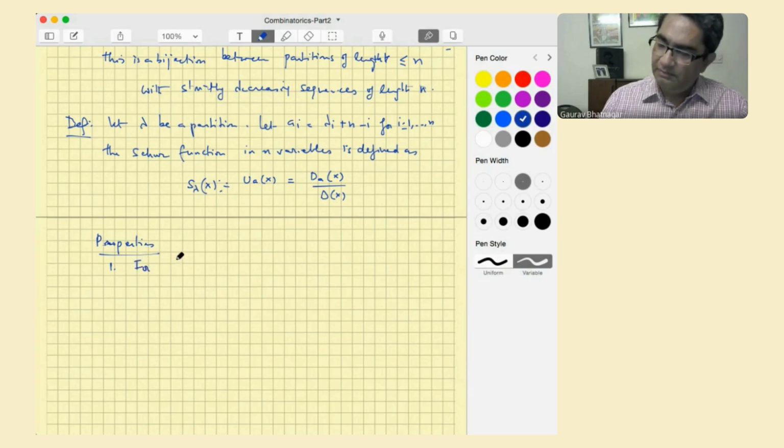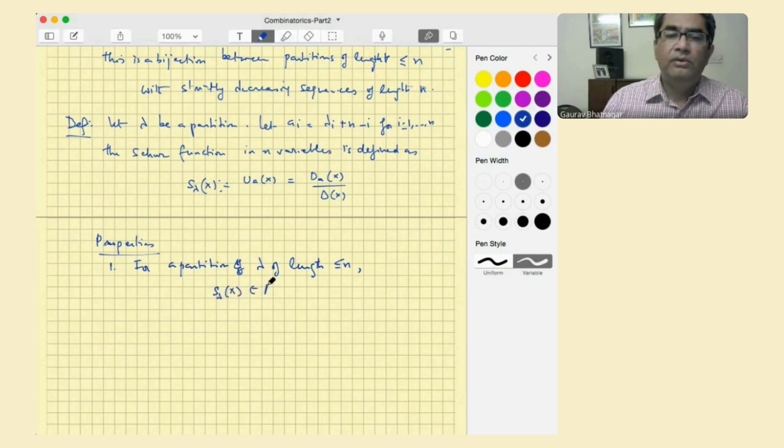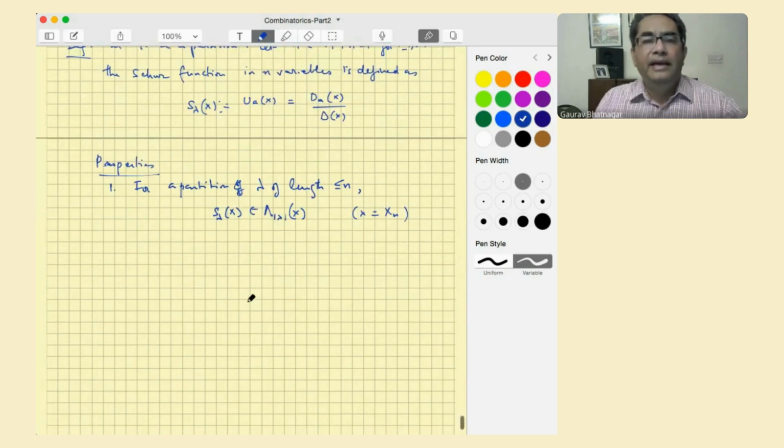So, for a partition lambda of length less than or equal to n, it's clear that this belongs to the ring of symmetric polynomials in x1 to xn, right?